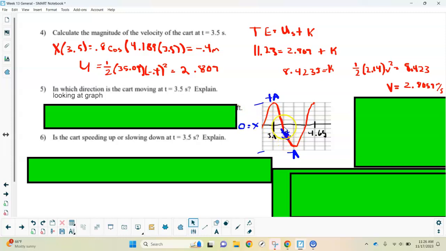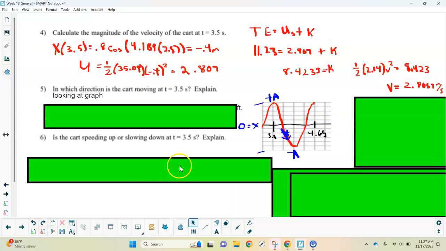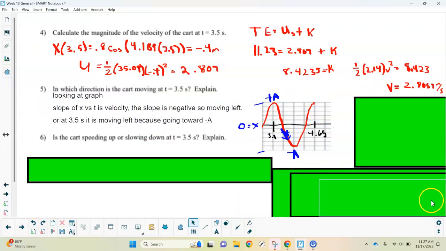So looking at this, if we think about what direction is it moving, it's going from here and it's going towards the negative. So in our oscillation, it starts over here on the right, and it's past the 0 and it's over here and it's moving towards that negative amplitude. So that's going to be moving left. So I had it moving left.